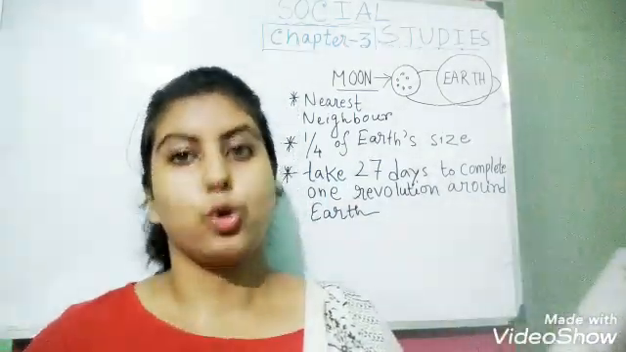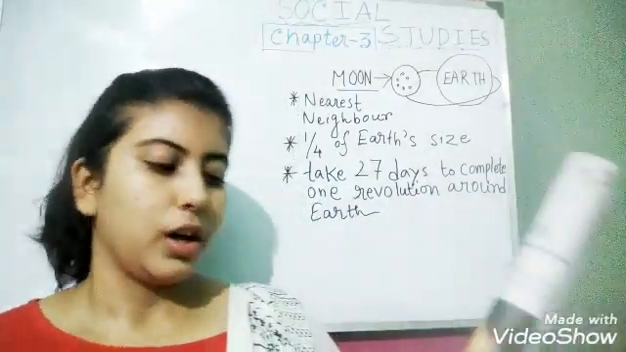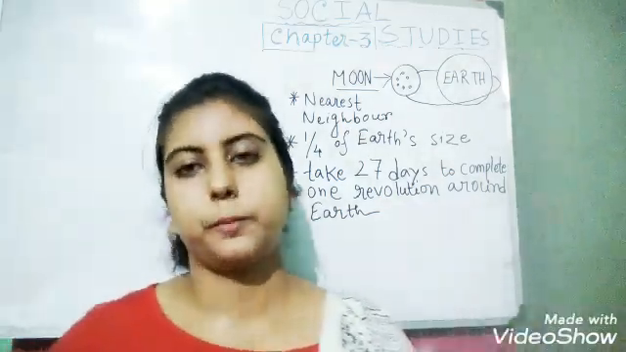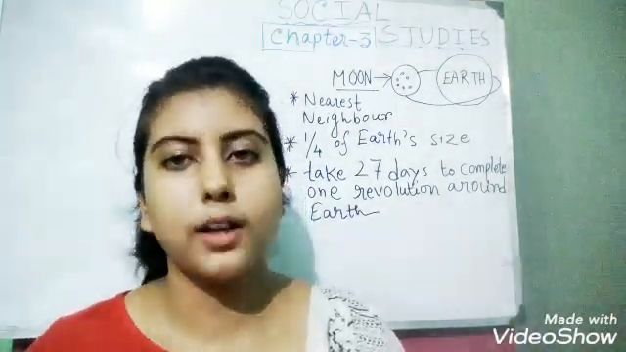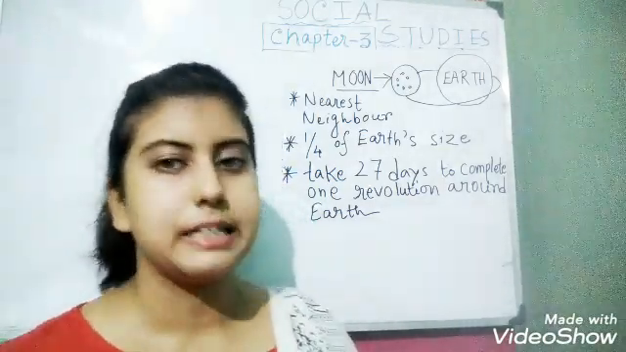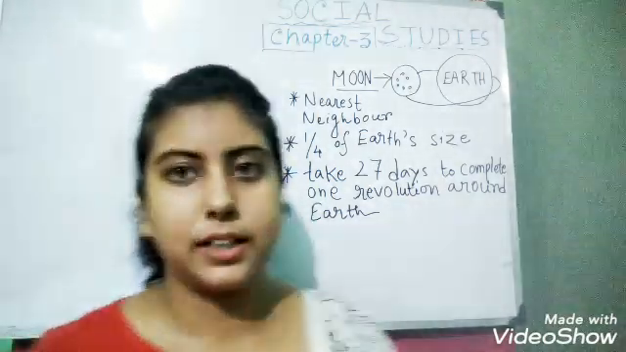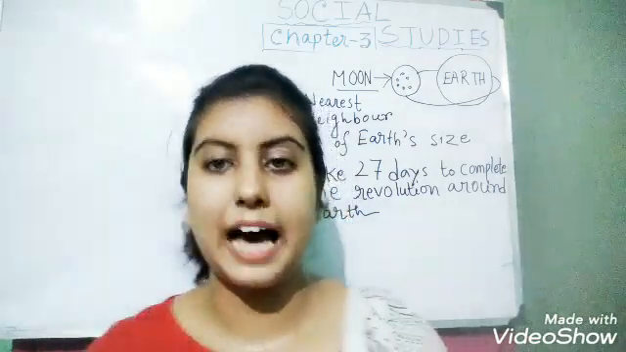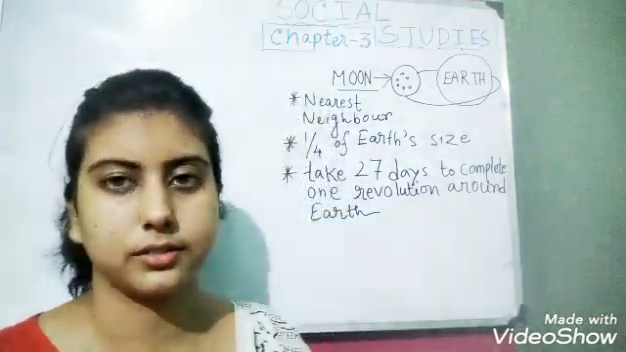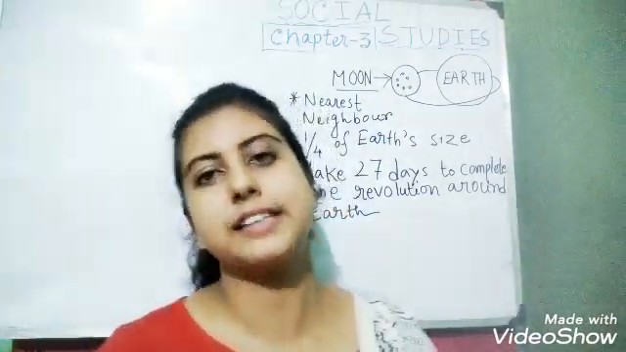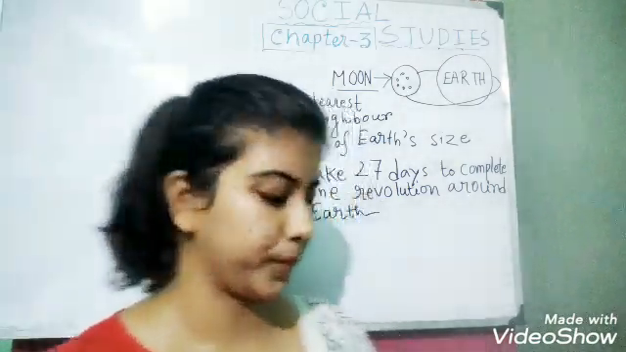The moon is about 1/4 the size of our earth. The moon is smaller than the earth. It is probably 1/4 of the size of our earth.